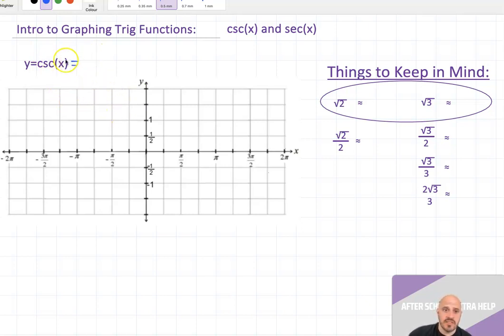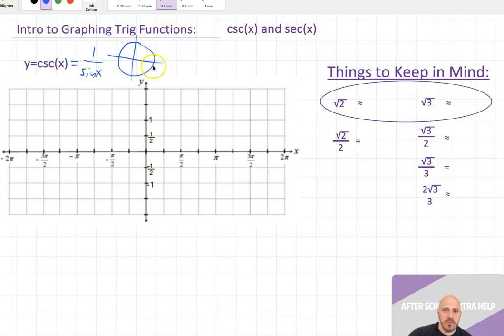What I like to do first is I don't really think in terms of cosecant values. I think in terms of the reciprocal setup, right? So 1 over sine is the way I'm going to think about cosecant values as I input angles. So maybe I'll draw a little unit circle to help me stay organized. All right, let's start with 0.